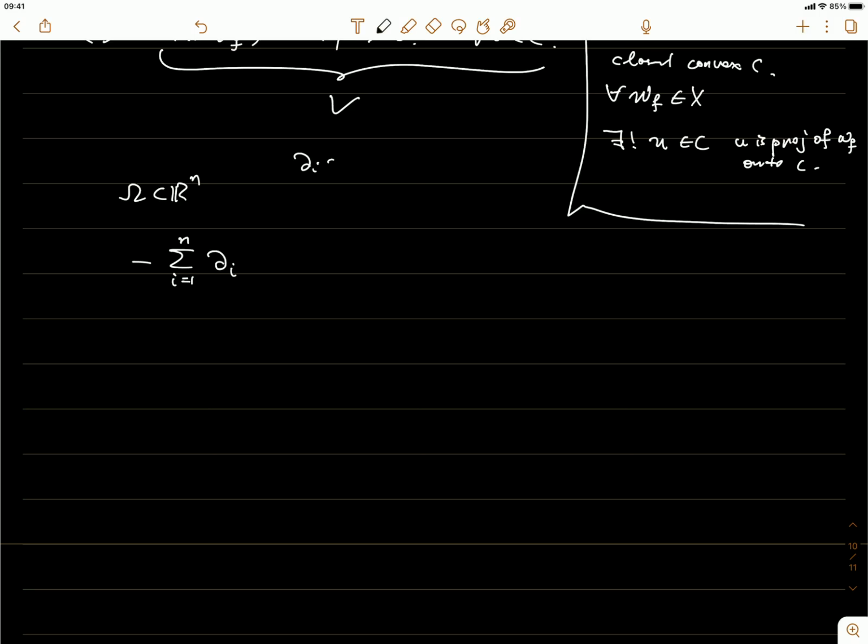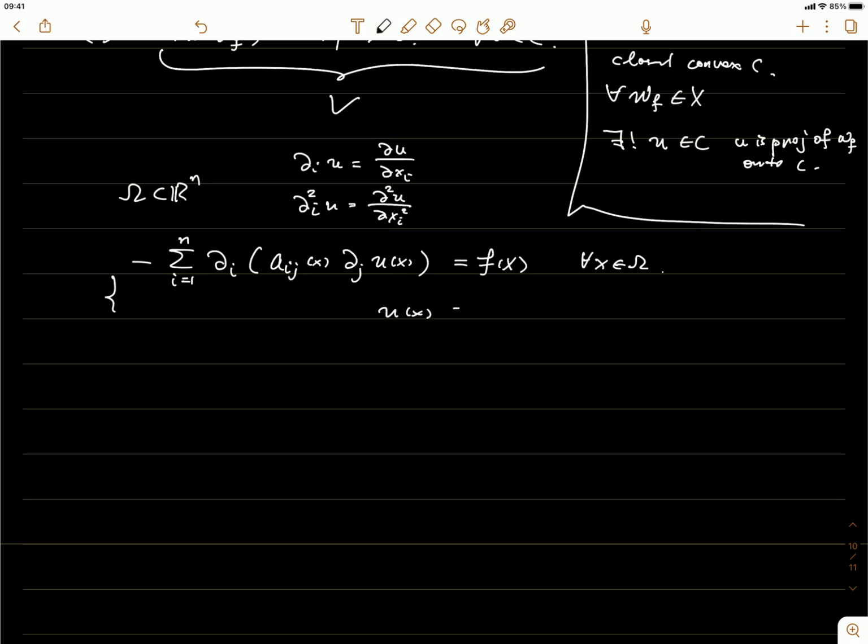This means di of u is a shortcut for du dxi. Okay, and similarly, when you see something like this, it just means du dxi squared. Just for simplicity, you can write it that way, and then you have the sum of aij(x) di u dj u equal to f of x for any x in omega. Okay, you can also impose a boundary condition, which says this is equal to 0 for any x on the boundary of omega.